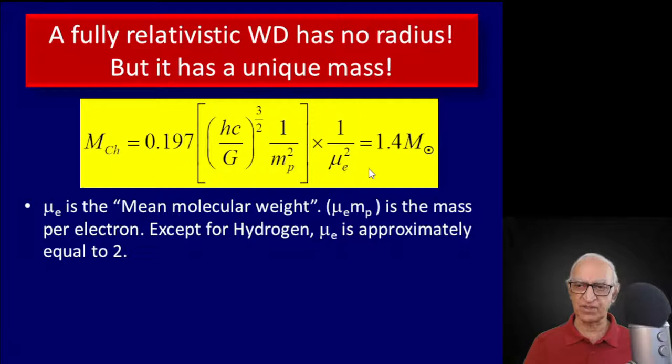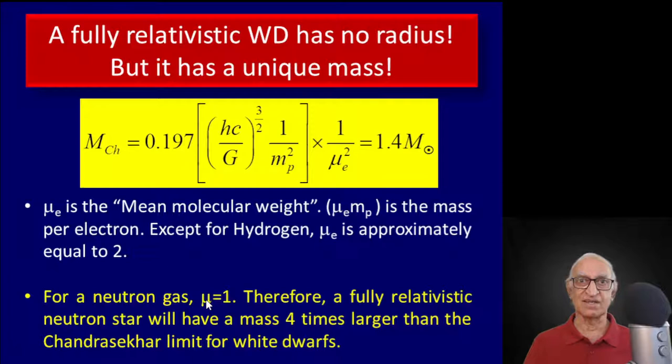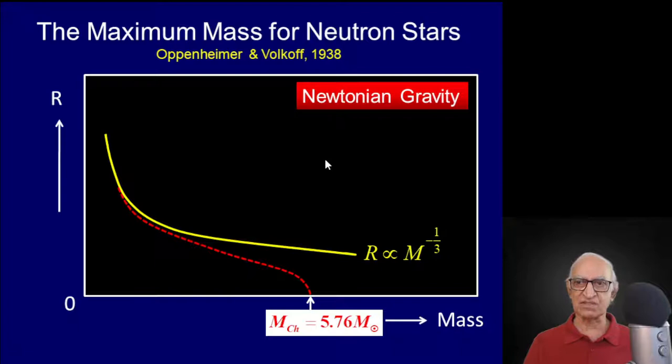Now, for a neutron gas, mu is 1, because you're talking of matter which is entirely neutrons. Therefore, every particle contributes to gravity, and every particle contributes to degeneracy pressure. Therefore, mu is simply 1. Therefore, if I set mu equal to 1, I will get a value, if I had taken all the other decimal places into account, of 5.76 solar mass. In other words, Oppenheimer and Volkoff knew instantly that in Newtonian gravity, the Chandrasekhar limiting mass for a neutron star will be 5.76 times the solar mass, which is just 4 times the limiting mass of a white dwarf.